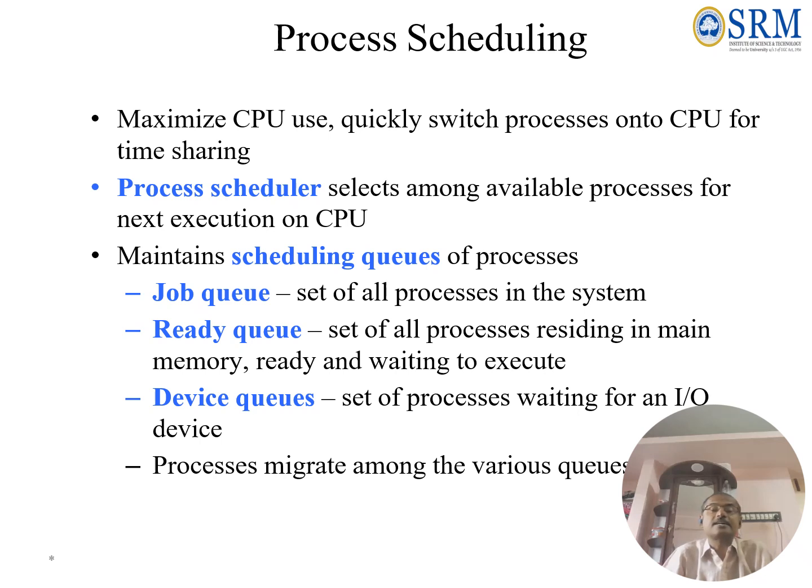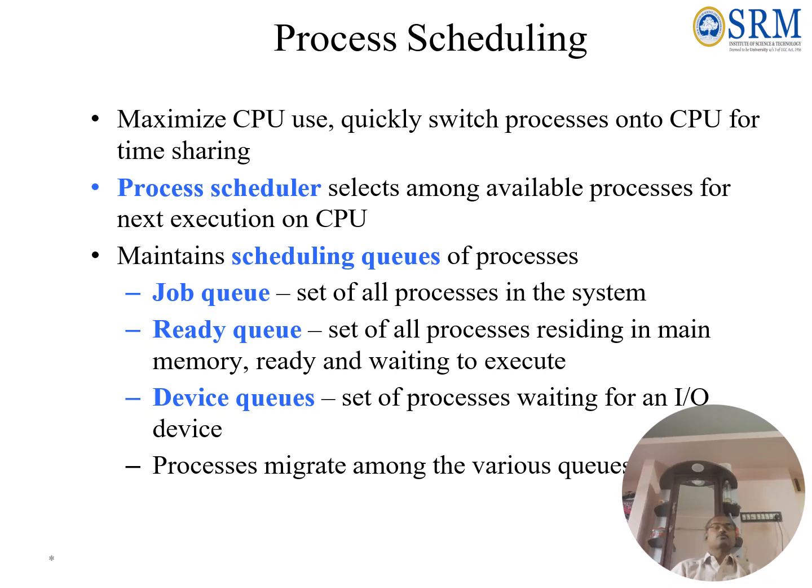The process scheduler selects among available processes for next execution on the CPU. So which process has to be executed next by the CPU is the work of the process scheduler. It maintains scheduling queues, for when a process comes in and when it has to be given for execution. For that, it is going to maintain scheduling queues. There are three types of queues. First is the job queue. Here, the set of all processes in the system will be there.